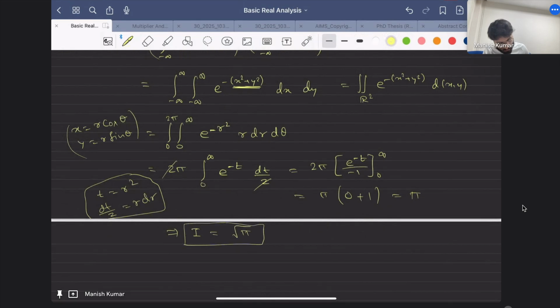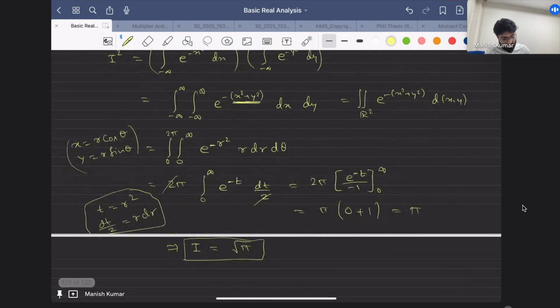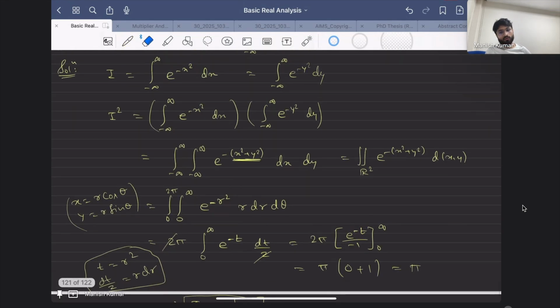So this gives you two possibilities, that I could be plus or minus root pi. Sir, we take area positive. No, no, we are not talking about area, we are just talking about the integral. And area could be negative, right?